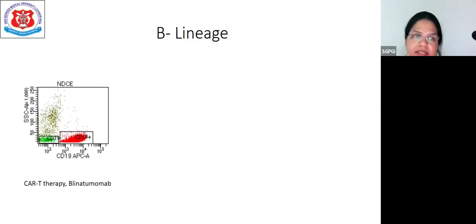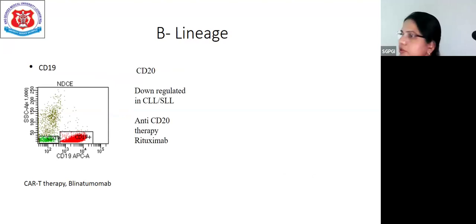Why do we use 19 as a gating marker? Because 19 is consistently expressed throughout the maturation stages of the B cell. However, we have to be aware about certain conditions like anti-CD19 CAR T cell therapy and blinatumomab anti-CD19 therapy, where CD19 can be negative.